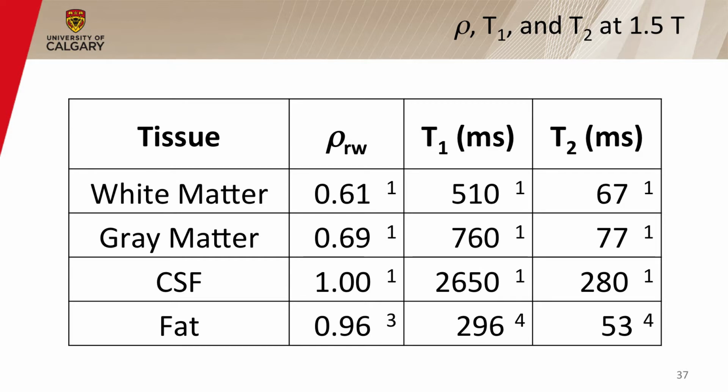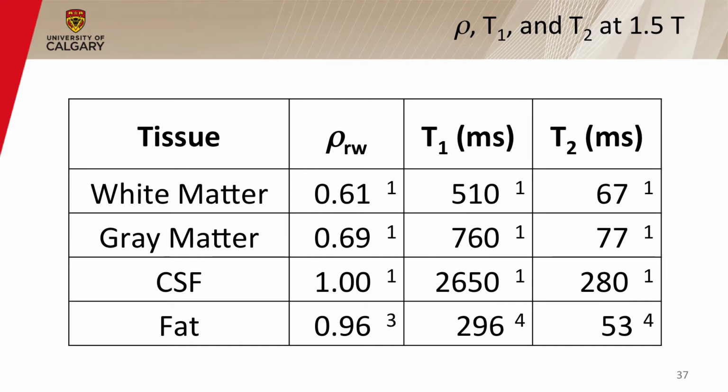We know that gray matter, white matter, and fat have slightly lower densities, both in terms of just their physical properties, but also that means that they have fewer protons per unit volume. And if you look at the T1 and T2 values of these different chemical species, you can see that CSF has a really long T1 and a really long T2 compared to these other tissues.